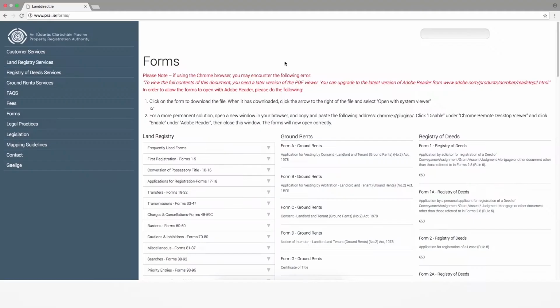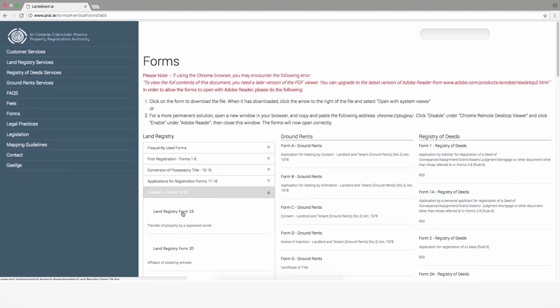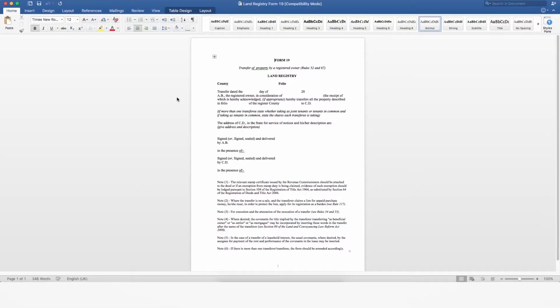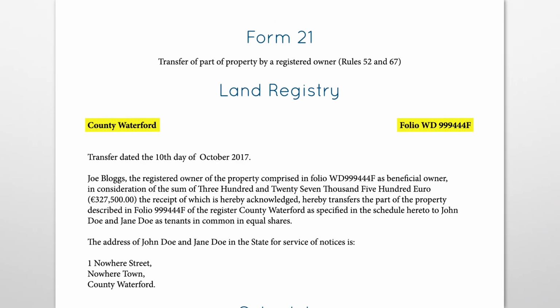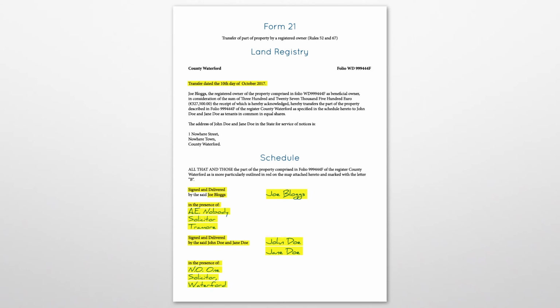Have you selected the appropriate prescribed form for drafting your transfer deed? Have you included the correct county and folio number throughout, the names and addresses in the state of all the parties to the deed? Whether the property is being transferred for value or for natural love and affection, the interest in shares in which the property is to be registered, the words "hereby transfers" in the operative clause, and has the deed been dated and signed by the appropriate parties and their signatures witnessed?